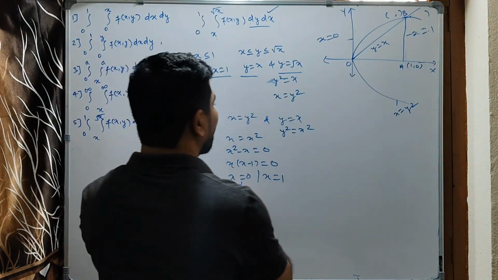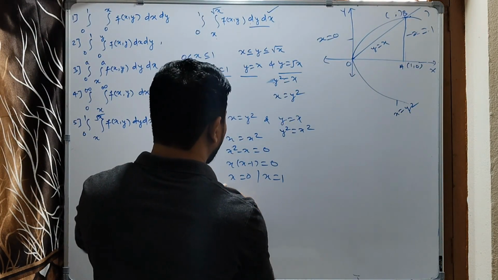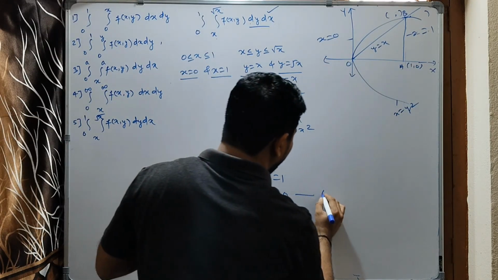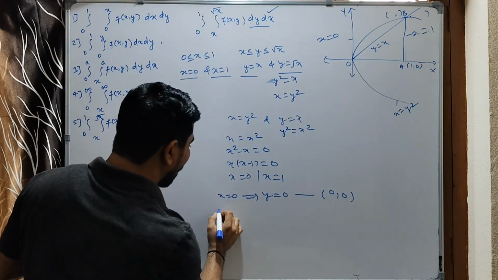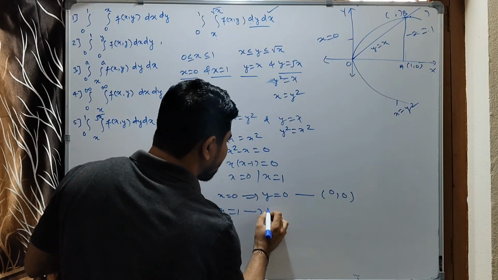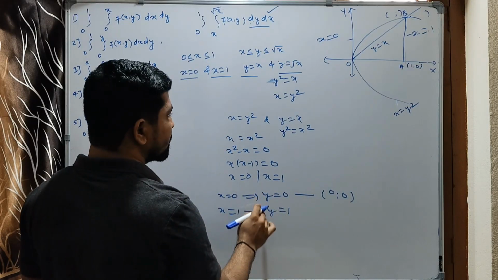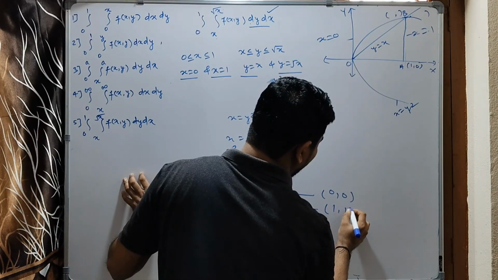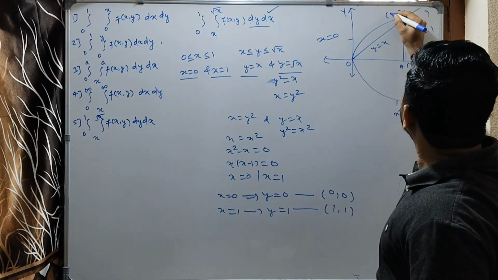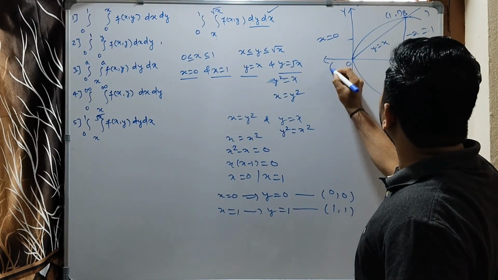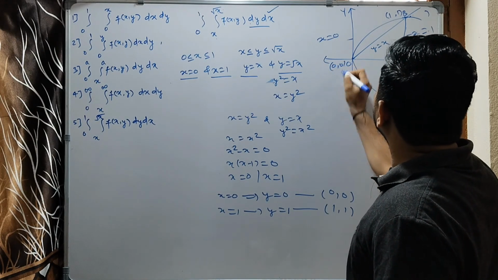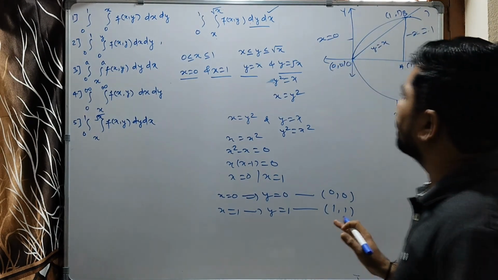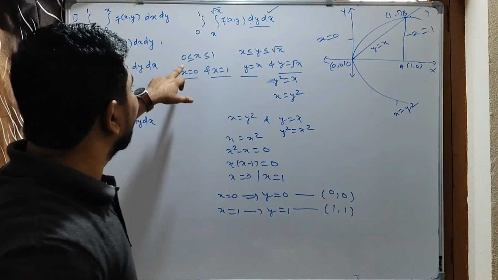When x equal to 0, this implies y equal to 0. We will get the coordinate (0, 0). When x equal to 1, this implies y equal to 1. You will get the coordinate (1, 1). Therefore, the coordinates of this point are (1, 1), the coordinates of this point are (0, 0), and the coordinates of this point are (1, 0). This is not necessary, but just observe one thing.